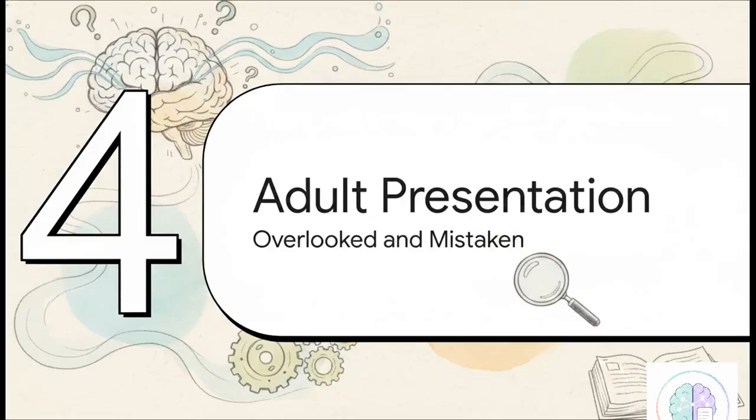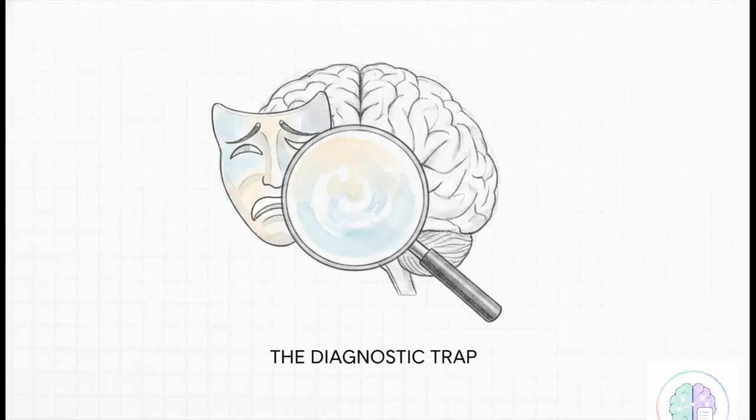Section 4. The adult presentation. Why it's so often overlooked and mistaken. Now, pay really close attention to this because it's a vital diagnostic trap you want to avoid. Many adult cases of aqueductal stenosis completely masquerade as and are mistakenly diagnosed as normal pressure hydrocephalus, or NPH.